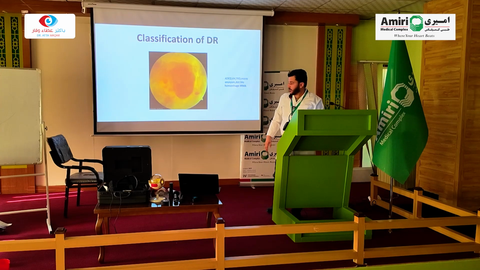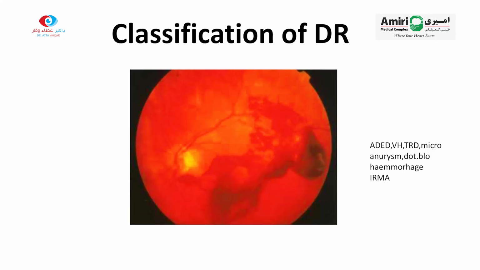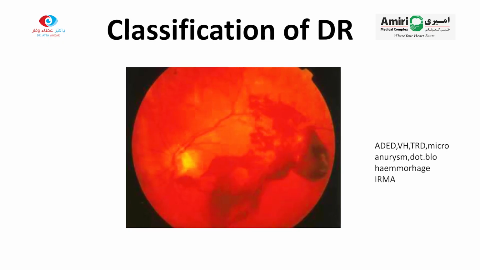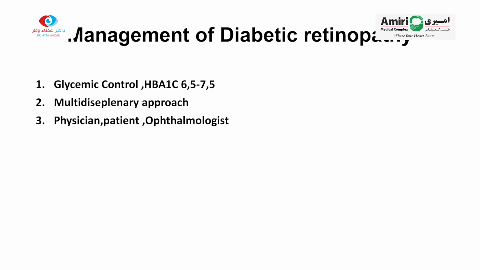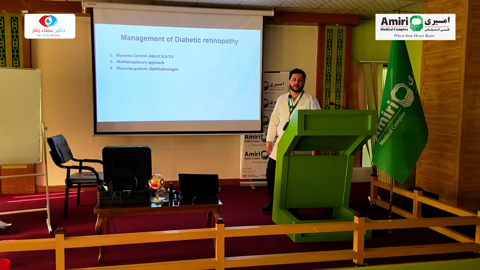There will be microaneurysm and blood hemorrhage and ERM. The patient will have vitreous hemorrhage like this. So for the management of diabetic retinopathy, what can we do? First of all, glycemic control. That is so important. If we don't control glycemia, everything can occur.